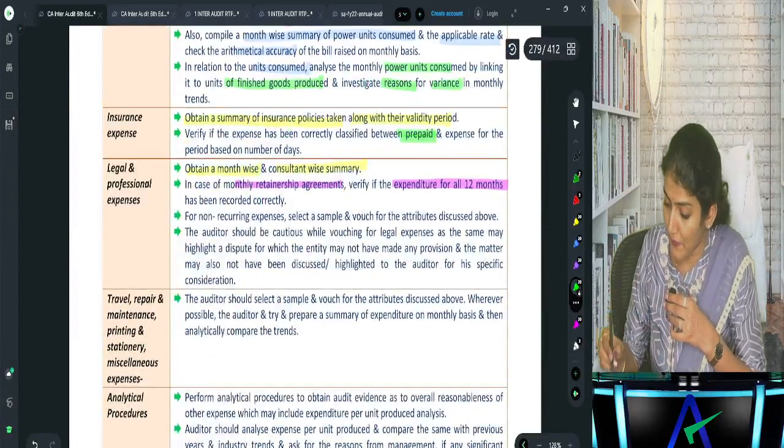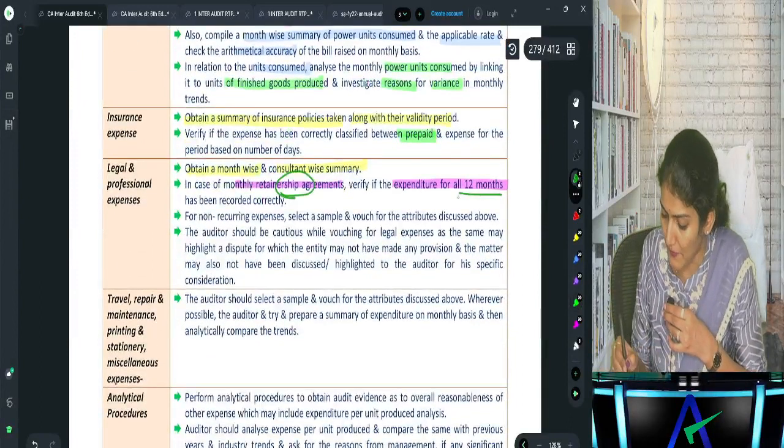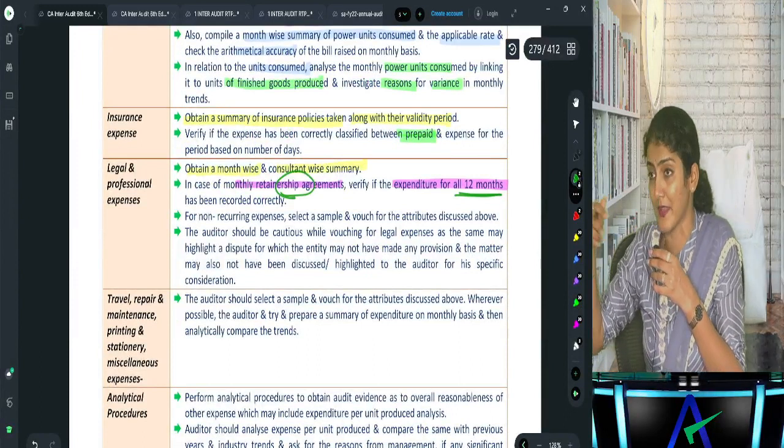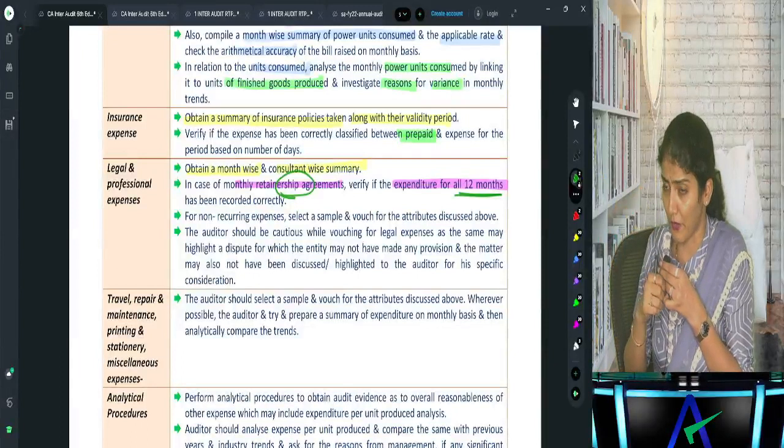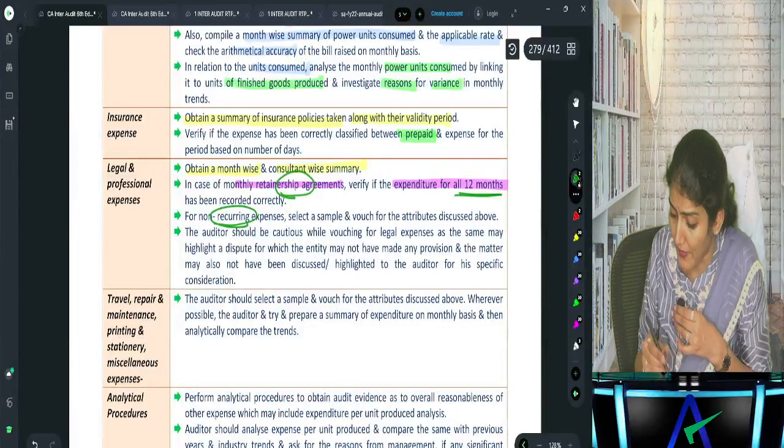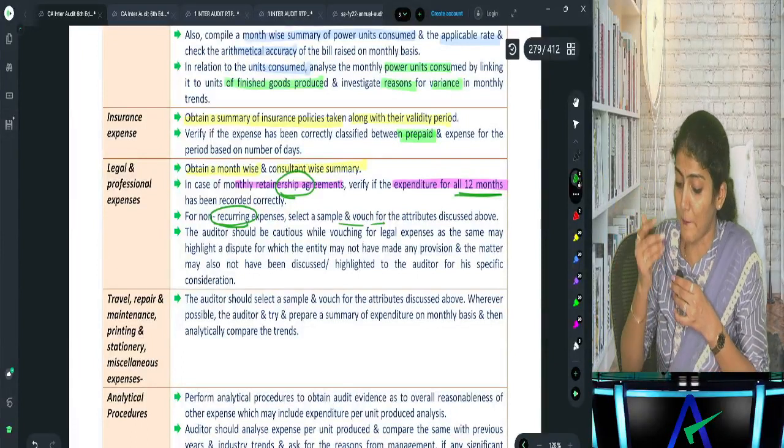Legal and professional: if it is a monthly retainership agreement, then check the expenditure for all 12 months, that every month you pay the lawyer 2 lakh to take care of whatever legal matters arise. Or second, it could be a non-recurring expense. So again, you need to select a sample and vouch.